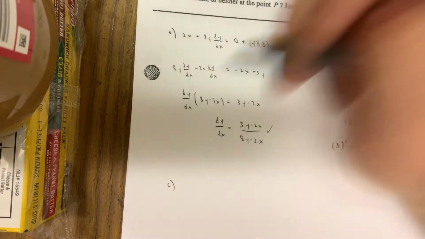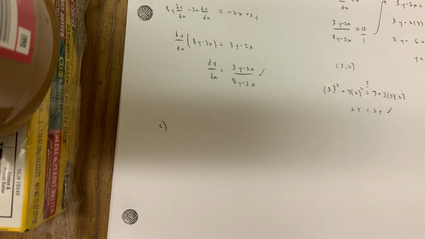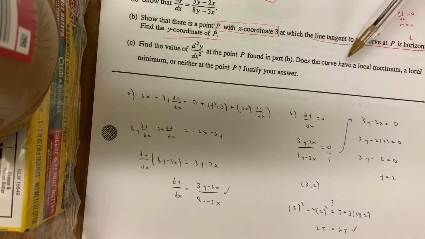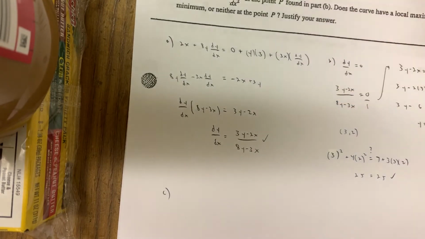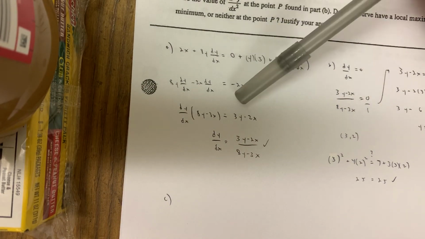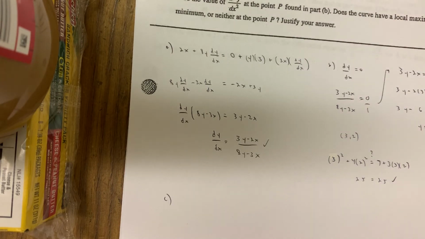Part C is where the froth really begins. It's not the first part, though. Find the value of d squared y over dx squared at the point P found in part B. That should actually be easy. Then they want to know if the curve has a local max, a local min, or neither at P. That's something we spoke about earlier this year. It's been a long time, so we'll talk about that again. But the first part here, you probably get at least 2 points for. So you can think 2 points right here, another 2 points right here, and another 2 here. That's 6 out of 9, which is pretty good.